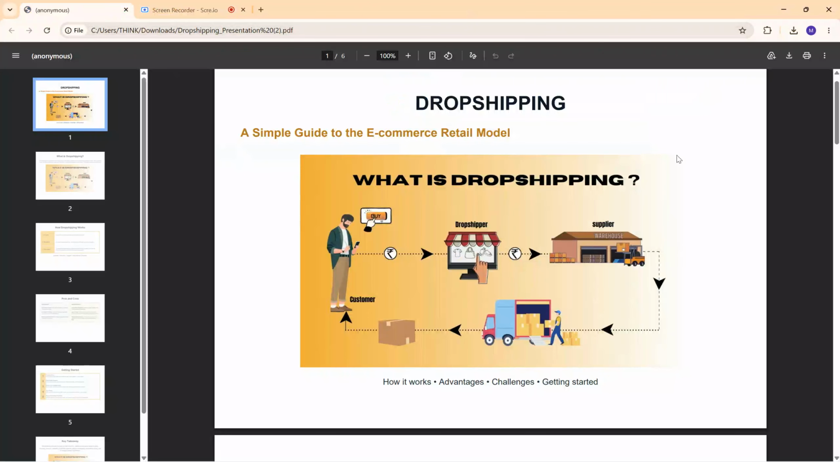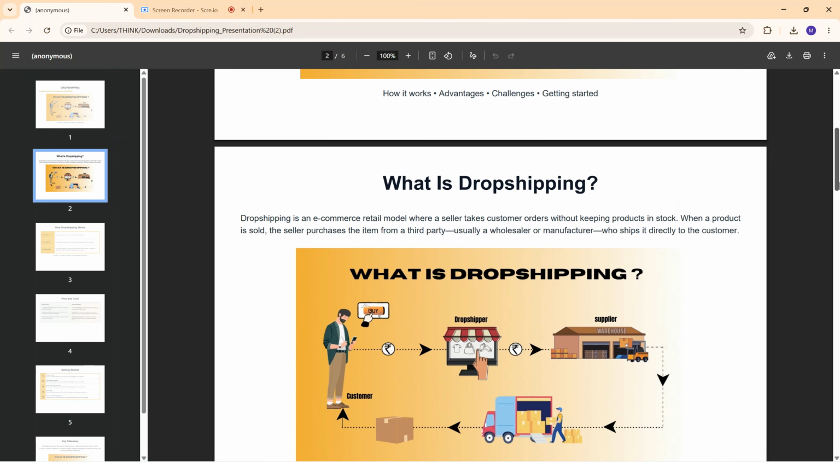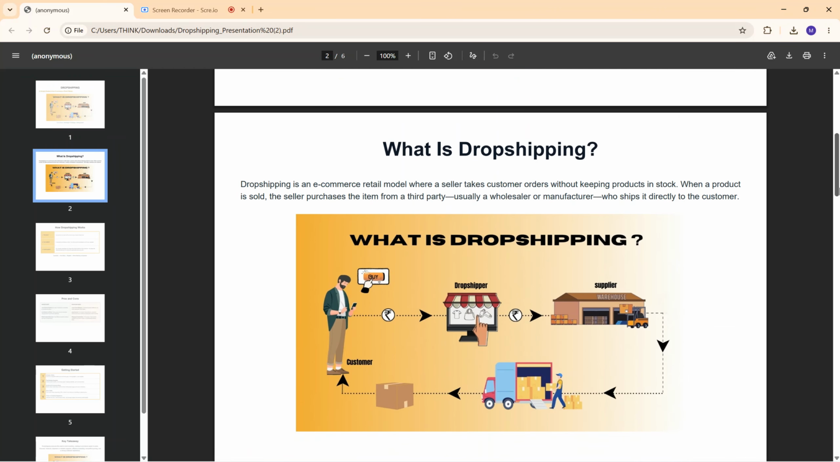All right, so this is a simple guide to dropshipping. Dropshipping is an e-commerce retail model. I just prepared this model for you to see how it works. I'm coming back to this pictorial view. The first thing you should know is what dropshipping is all about.